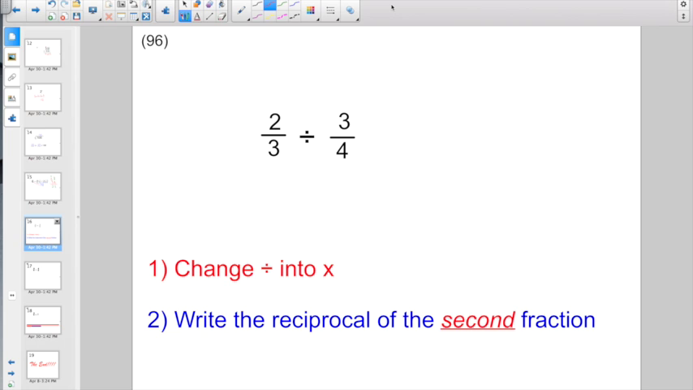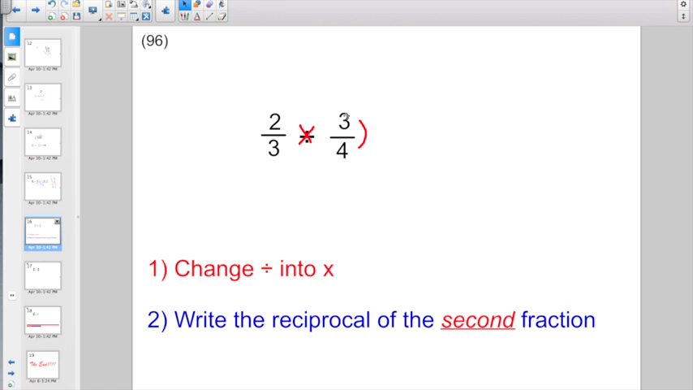All right, check out this one from not so long ago, back in lesson 96. We have 2/3 divided by 3/4, and still have a couple of people struggling with this. You always have 2 steps when dividing fractions. Change divide into times, and then you want to go and write the reciprocal of the second fraction. I have some people trying to flip both fractions, or some people trying to write the reciprocal of just the first fraction.